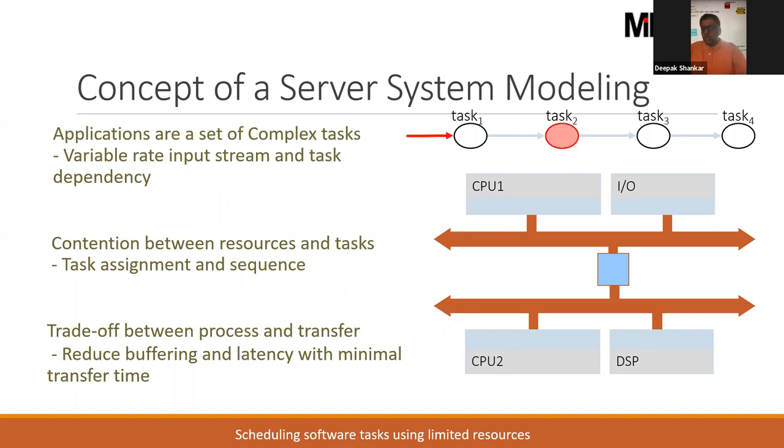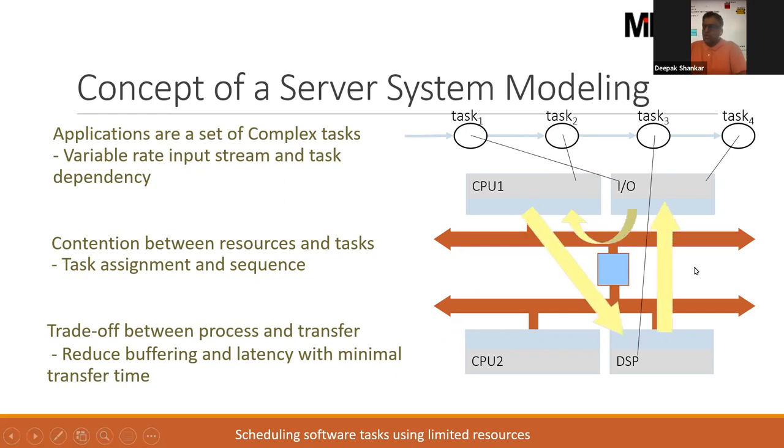So just to give you an idea, if I just take a single transaction going through, you can see what the flow is. You start with the I/O, go to CPU, go to the DSP, come back to the I/O and go out. Now, think about it, this is for one request.